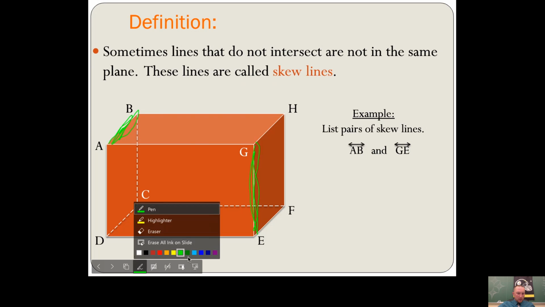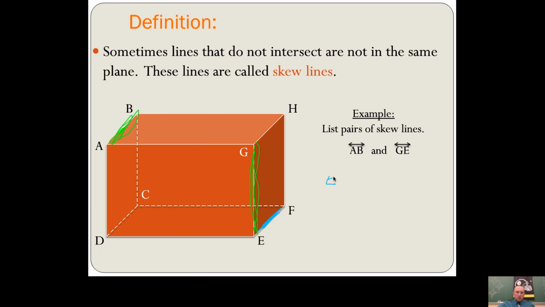I'll list another pair too. We'll say that this line EF is skew with another line. Maybe this one, line AG. They don't touch each other, and they're not in the same plane. Notice how this line is on the ceiling and the front wall, and this line is on the floor and the right wall. That's an example of skew lines.